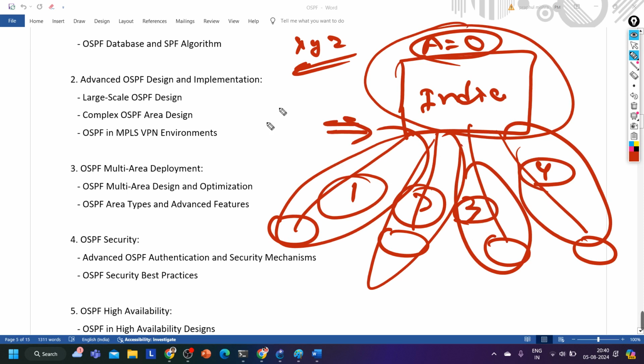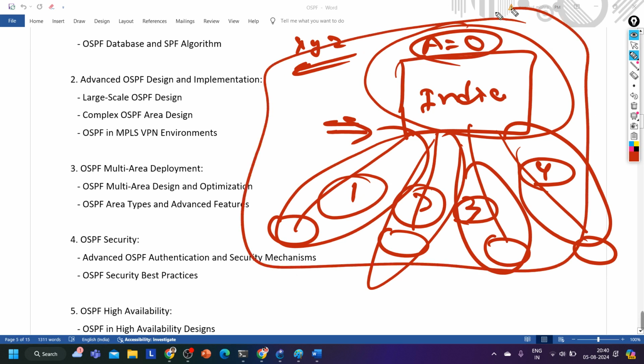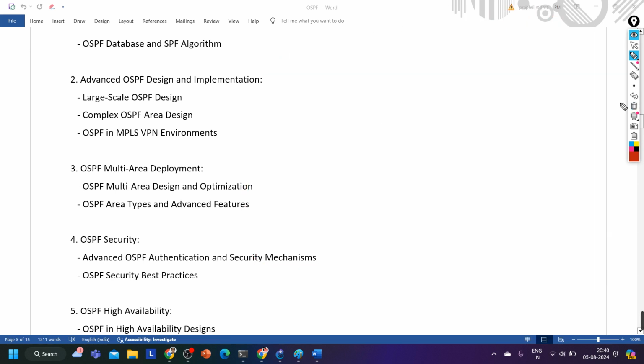Don't worry. And these are the advanced configurations. These are the advanced topics of OSPF. You have to understand the requirement. Why am I configuring OSPF like this? Why am I not advertising the entire network in a single area, right? So these are part of CCIE, where you are going to learn the OSPF multi-area deployment.